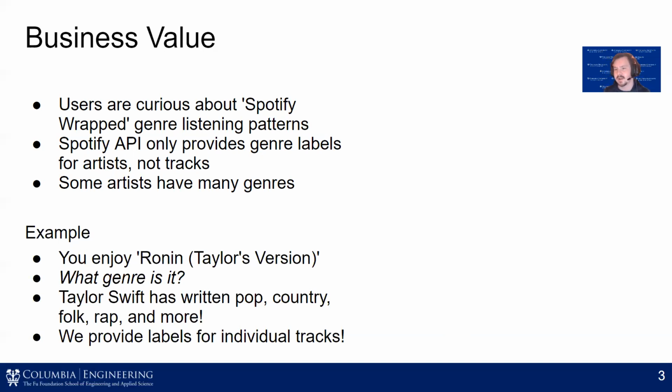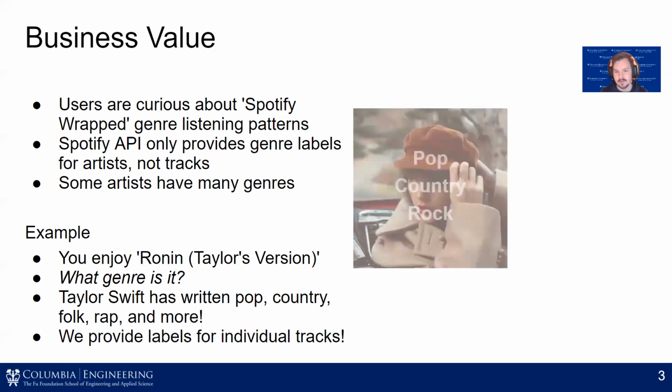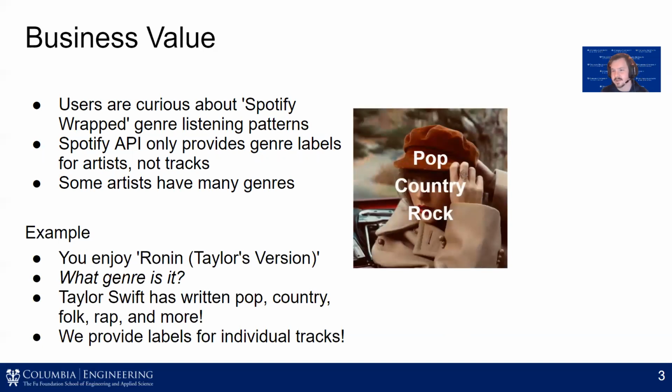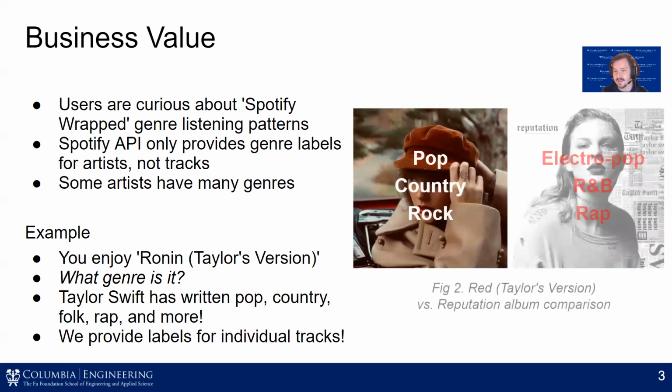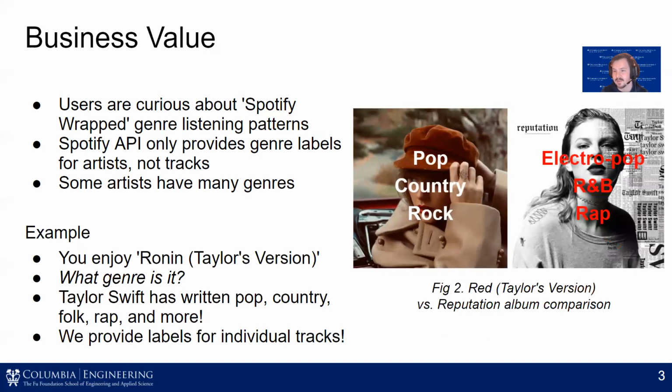The Spotify API would only be able to tell you the different genres that Taylor Swift is linked to. So that's quite a big list: pop, country, folk, rap, and plenty more. So you can see Red Taylor's version is going to sound a lot different than, say, Reputation from 2017. So while they are the same artist, we need higher granularity. So being able to classify on the track level is really, really useful to us.